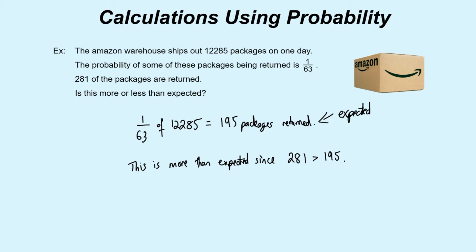But the question is asking you directly for a statement. Is this more or less than expected? And you're expected to put a bit of a comparison in as well with that, kind of justifying your answer. So make sure you don't miss that part out because that'll be worth a mark. Okay, so that's how probability works in context type questions where you're not calculating the probability, but you're using the probability in another part of a calculation.